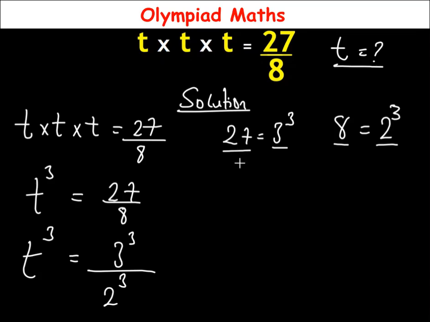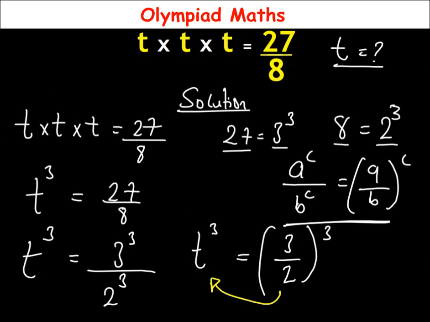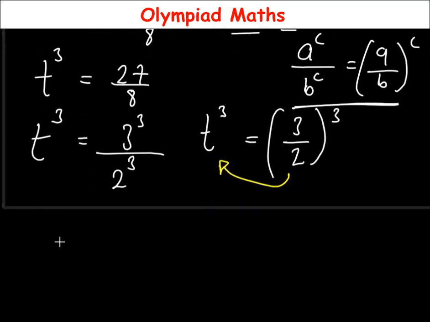With this, there is a rule that if you have a raised to power c over b raised to power c, this equals, in bracket, a over b to the power of c. So applying this rule right here, t raised to power 3 is then equal to, in bracket, 3 over 2 all to the power of 3. At this junction, we are then going to move this over to this side of the equation such that we have t raised to power 3, then minus, in brackets, 3 over 2 to the power of 3 is equal to 0.